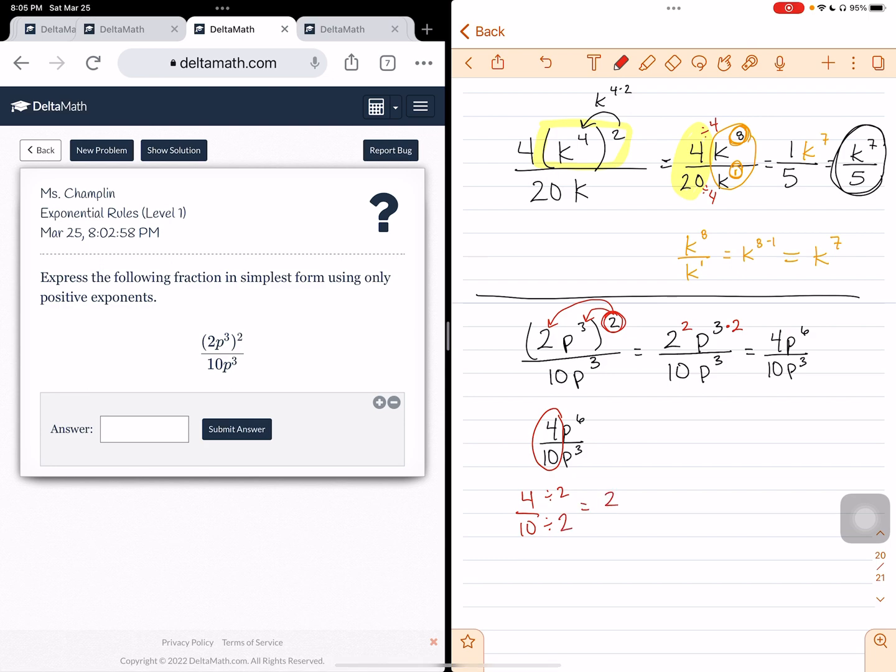4 divided by 2 is 2. 10 divided by 2 is 5.